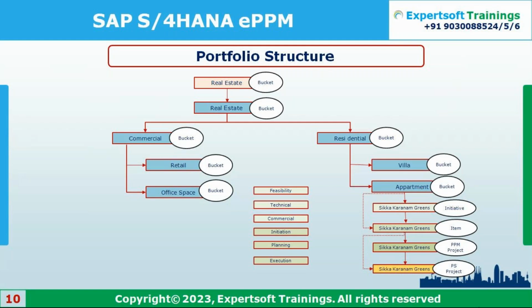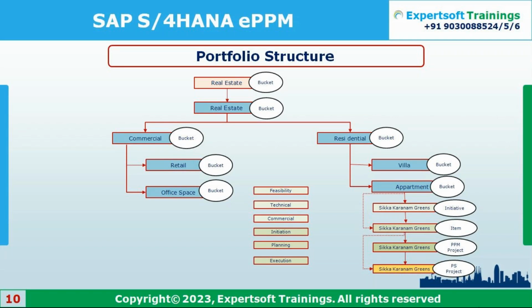This kind of functionality is also available in ePPM, which is called the classification hierarchy. Under the classification hierarchy, you can also put all your bucket structure, and the initiatives or items. Under that, if you want to integrate with any CPM projects or PS projects, that is also possible. Based on that planning, you can integrate with these buckets or initiatives of the main projects, so that you get better exposure and can do better risk assessments.